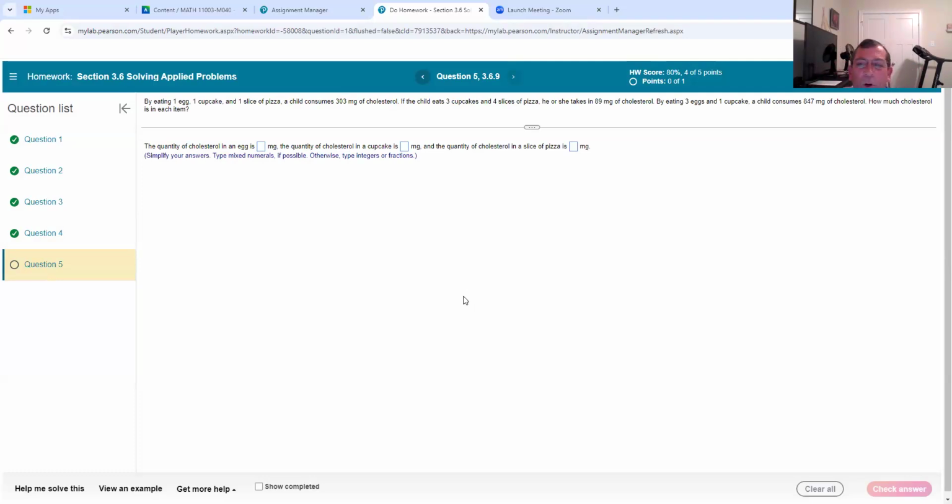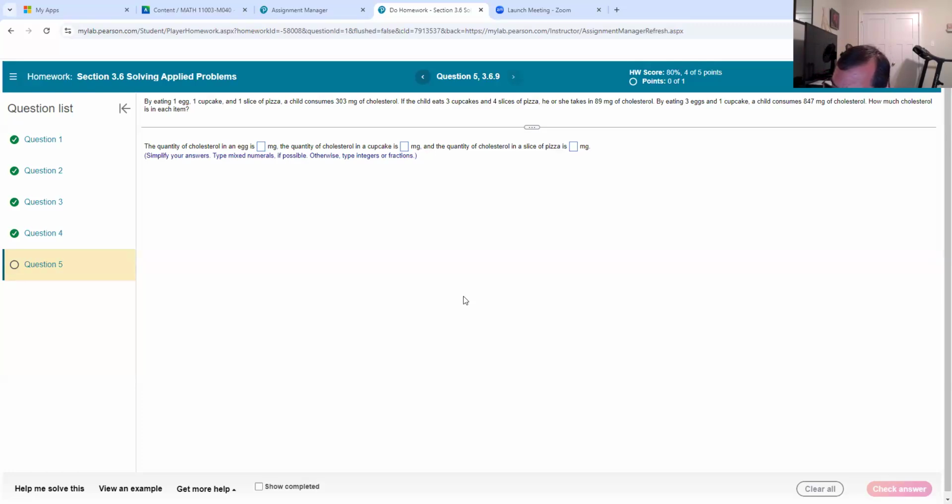Oh, y'all, the last one for 3-6, and then I'll probably do the 3-6 support just to help you with that. But look what they got. By eating one egg, so let me write these as I go. One egg, one cupcake, one slice of pizza, a child consumes 303 milligrams of cholesterol.